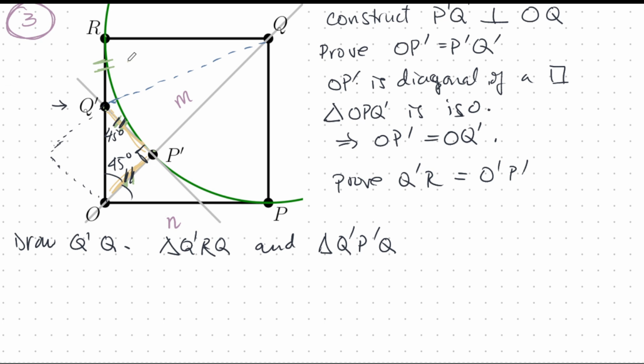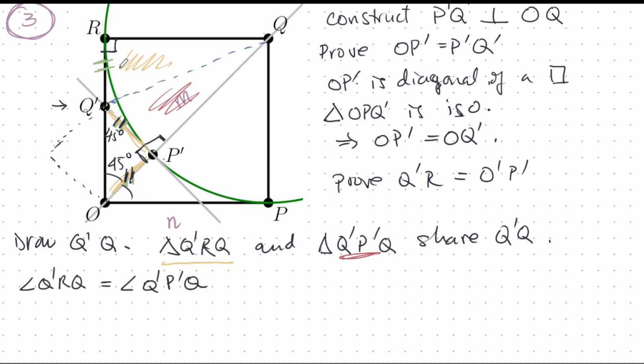Let me use some color and show you. This is the first one, triangle Q prime R Q, and let's use a different color. This one here, that's Q prime P prime Q. They share a side, and that side is Q prime Q. They share the hypotenuse. Also, they have some angles that are the same. Those two angles here, Q prime RQ and Q prime P prime Q, are both 90 degrees and they're the same.